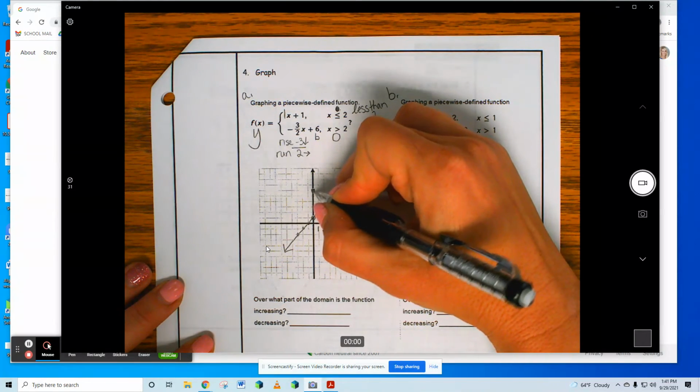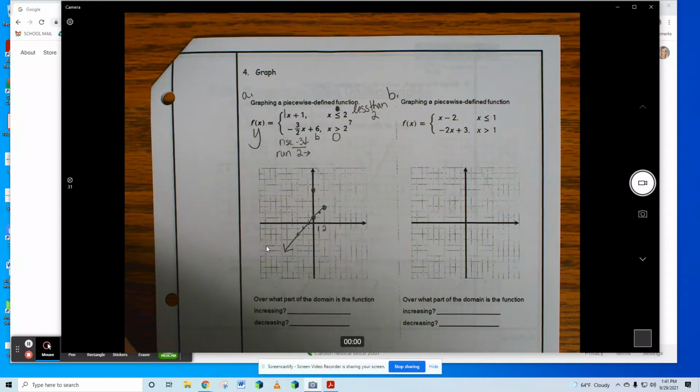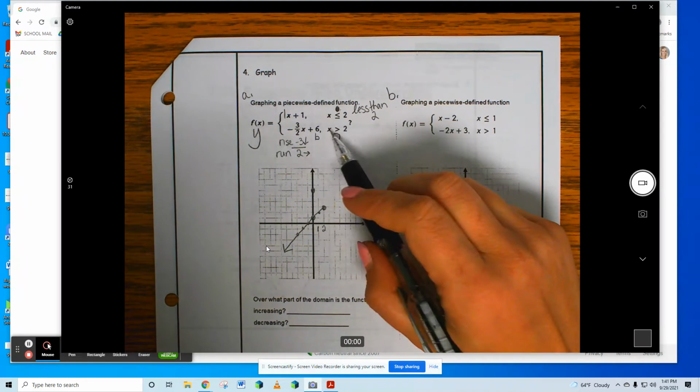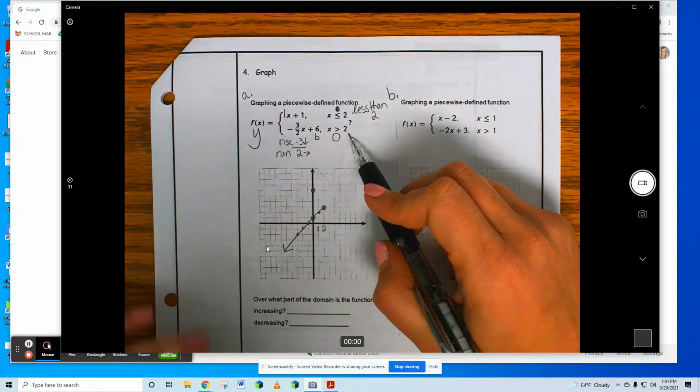Where do I put the open circle, though? I'm not going to put the open circle at 6. Where am I going to put an open circle? X is greater than 2. So I need to put the open circle at 2 once I get there.